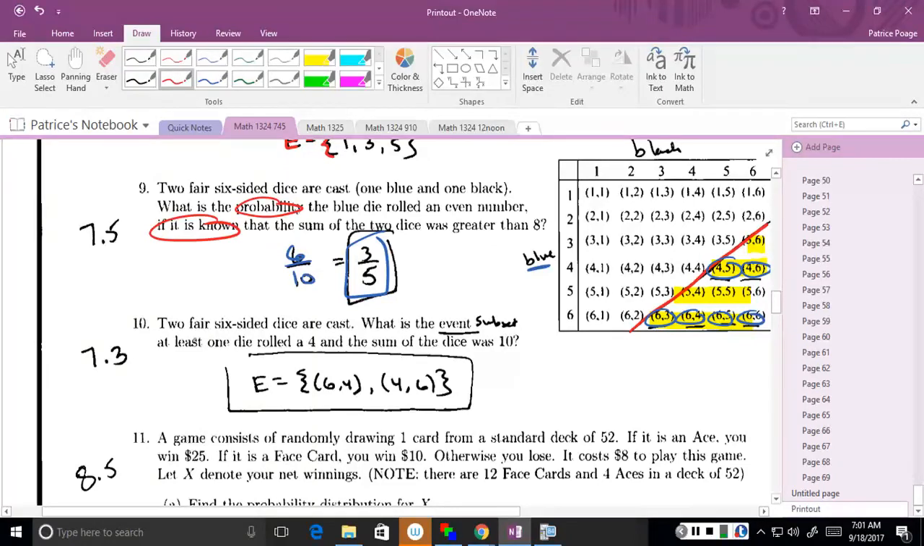The next one, though, says 2 fair 6-sided dice are cast, so look at your dice chart. What is the event? That's a subset. That at least 1 die rolled a 4, and the sum of the dice is 10. So at least 1 die rolled a 4 happened all along here, but it says and, so in addition to that, the sum is 10. That only happens 1, 2 times. So those will be the only 2 outcomes that are in this event.